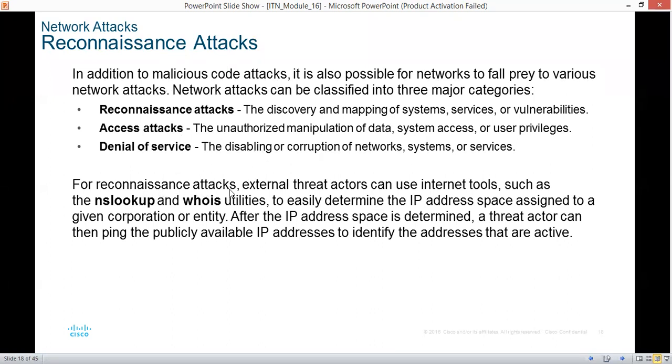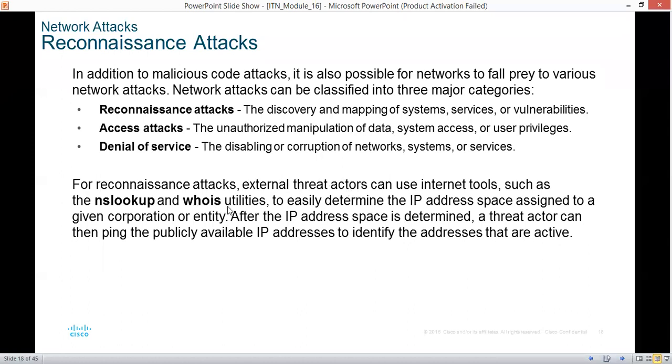For reconnaissance attacks, external threat actors can use Internet tools such as the nslookup and whois utilities to easily determine the IP address space assigned to a given corporation or entity. After the IP address space is determined, a threat actor can then ping the publicly available IP addresses to identify the addresses that are active. So you can see the way the attack is being used.